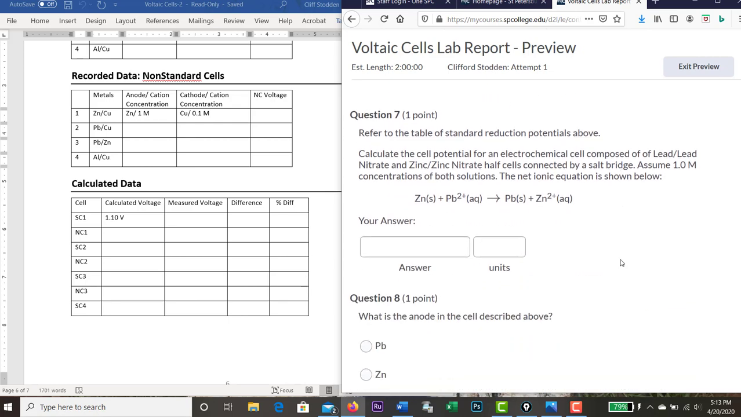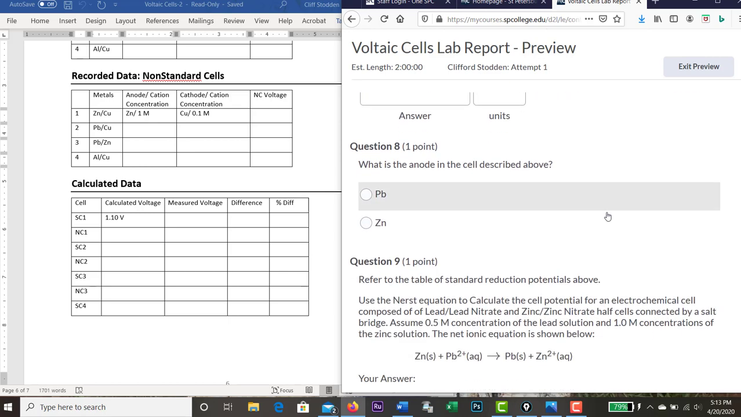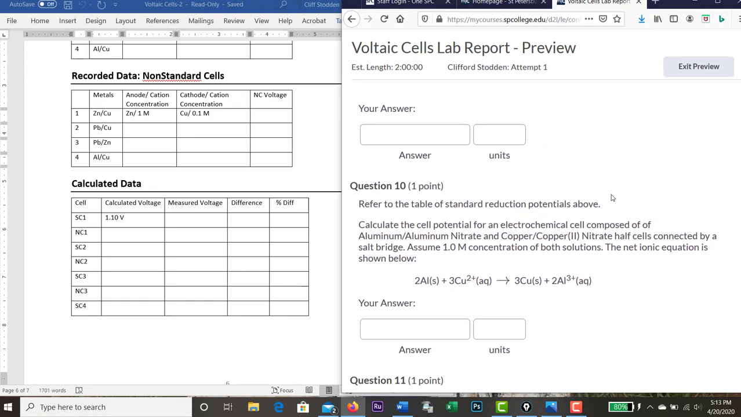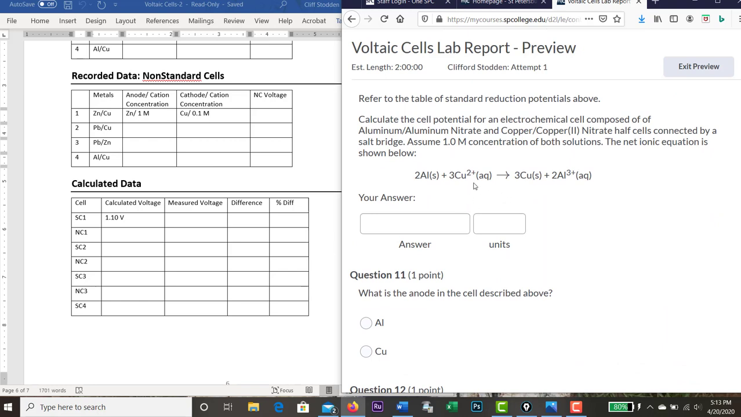Then down here you do the same thing for zinc and lead. Again, in the reaction I've identified the zinc as the anode, so there's no question in there. Do your Nernst equation again. This time it's 0.5, just like above. It's again 2 electrons.